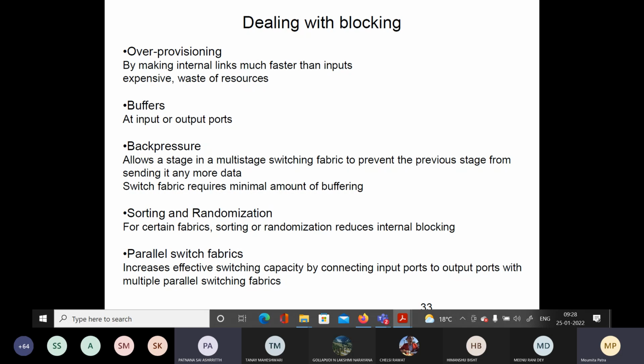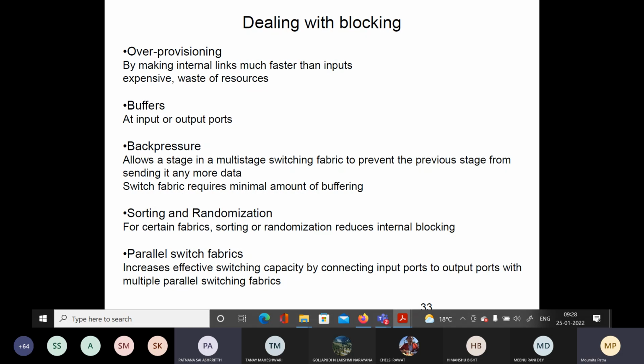And then we have parallel switch fabrics. So instead of having only a single switch fabric, you can have parallel switch fabrics working together, and that will increase the effective switching capacity by connecting the different input ports to the output ports with multiple parallel switch fabrics. Okay, so these are different ways of dealing with blocking.